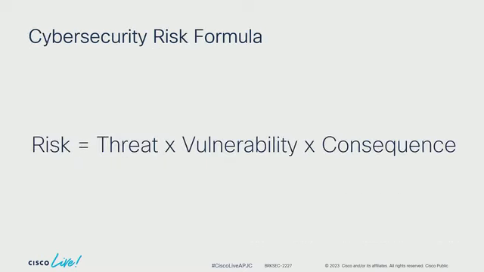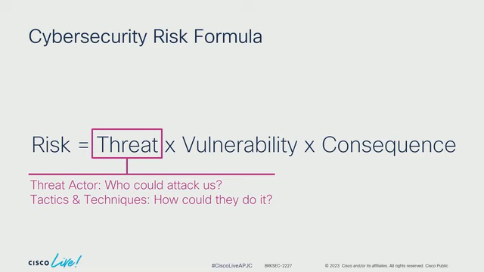So, understanding your environment. We talk a lot about risk in security, and there's a balance between your threats, your vulnerabilities, and consequences. Any one of these being a 0 means our risk turns out to be a 0. So risk equals threat: who could attack us? Do we have anyone specific coming after us or our industry?